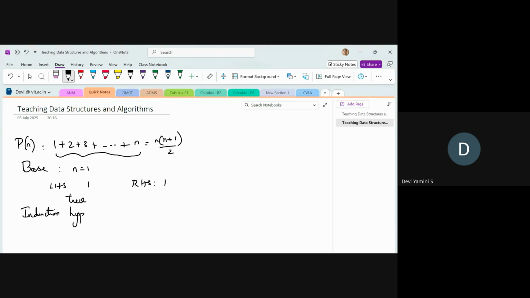What you do in the induction hypothesis is that you assume for n is equal to k. The case when n is equal to k, you assume the whole statement to be true. So 1 plus 2 plus etc. up to k is equal to k into k plus 1 divided by 2. This is our assumption. Assume that this is true.